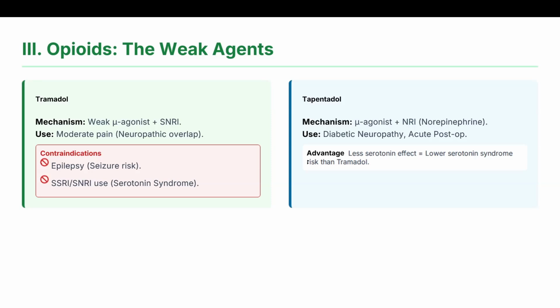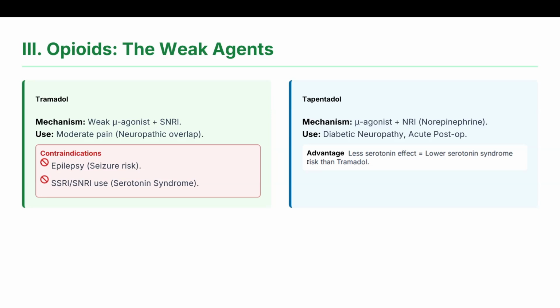So next we go on to opioids. Based on the previously discussed topics, we discussed the NSAIDs, which are COX non-selective and COX-2 selective, as well as paracetamol. Once these drugs cannot be used, or when the pain is not manageable with these drugs, then next we go for opioids, preferably the weak agents, which are tramadol and tapentadol.